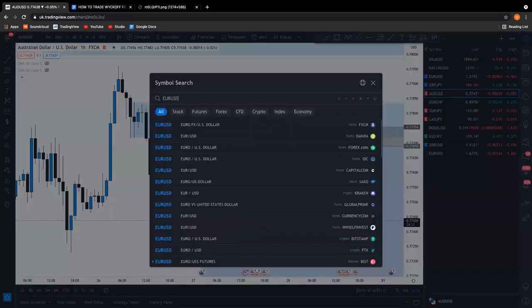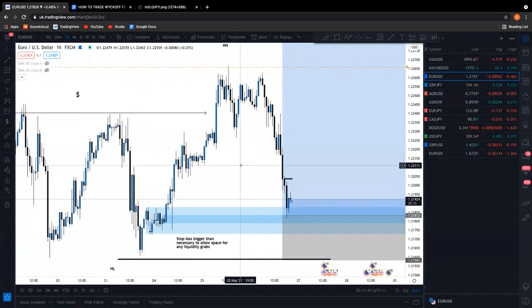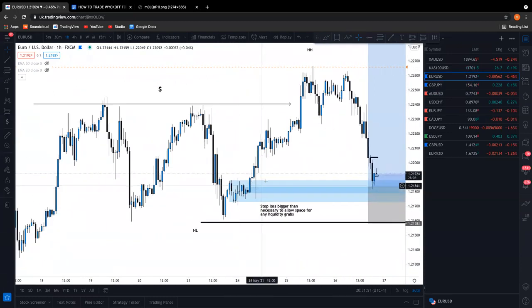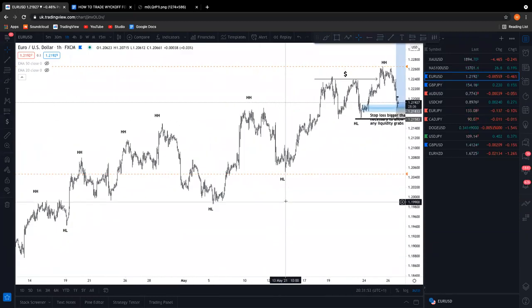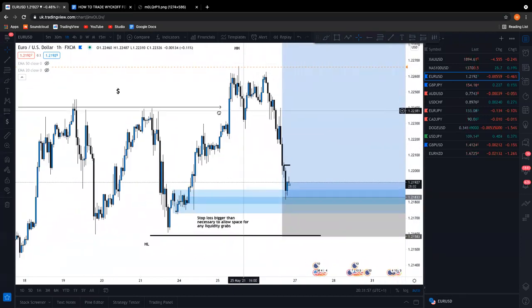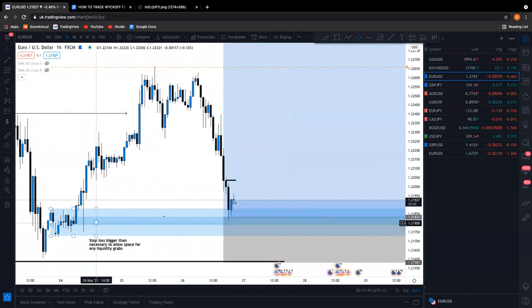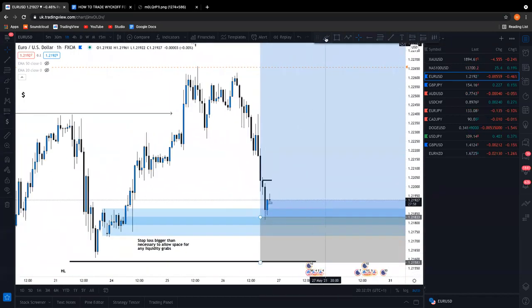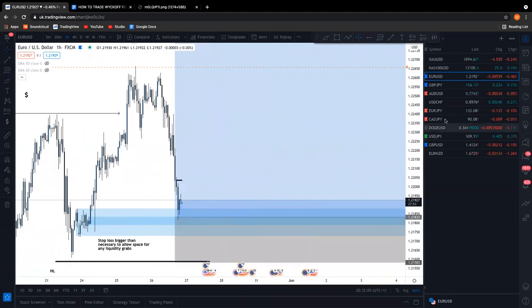For Euro USD, what we had was a market that has been bullish for a very, very long time. The market forms equal lows, pushes out of those equal lows to the upside. The market then starts to retrace, comes into an OB, and we're expecting the market to continue to push to the upside. So that's a brief breakdown of Euro USD.